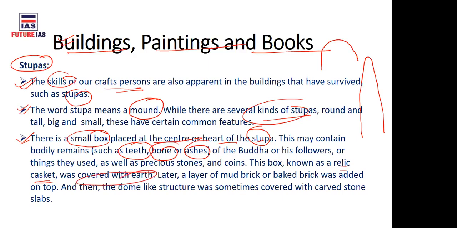Later, a layer of mud brick or baked brick was added on the top. When this layer of mud brick and baked brick was added, this led to the evolution of the dome-like structure, which was covered with carved stone slabs. Now, this looks very beautiful and fascinating, but initially this was just covered by an earthen layer, just by mitti.